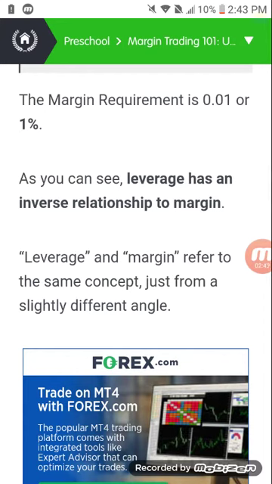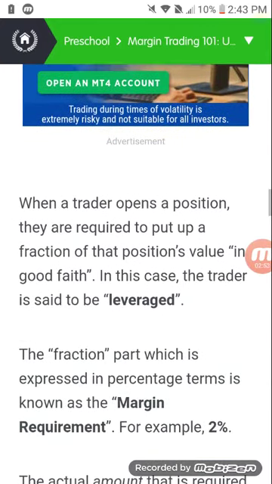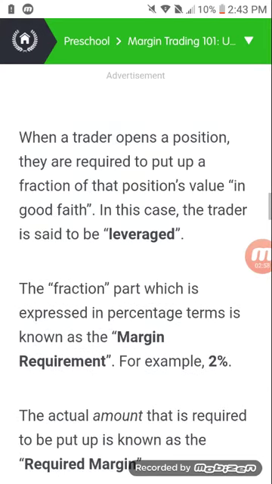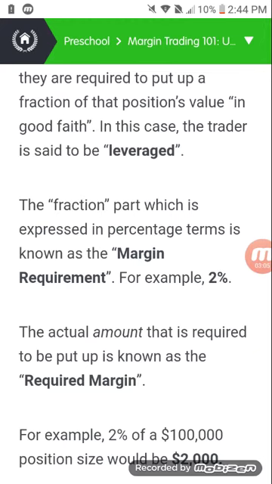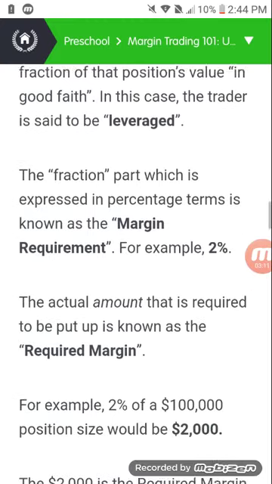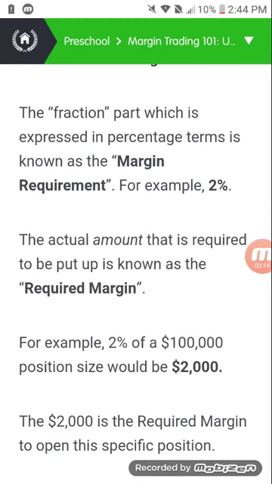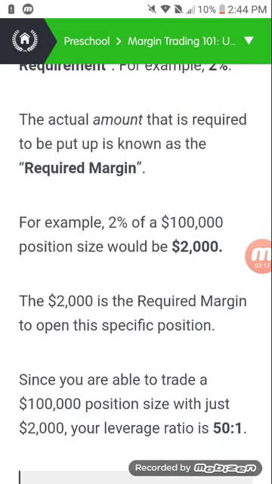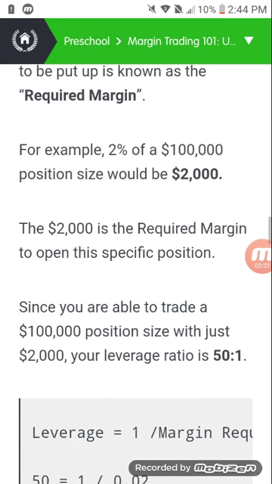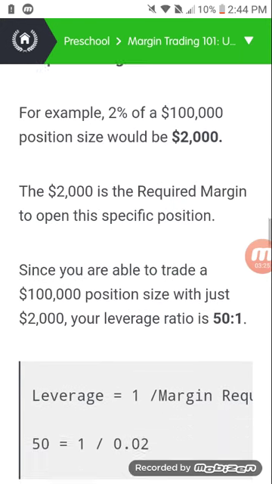Leverage and margin refer to the same concept, just from slightly different angles. When a trader opens a position, they are required to put up a fraction of that position value in good faith. In this case, the trader is said to be leveraged. The fraction, expressed as a percentage, is the margin requirement, for example 2%. The amount of money required to put up is known as the required margin. For example, 2% of a 100,000 position size would be 2,000. The 2,000 is the required margin to open this specific position.